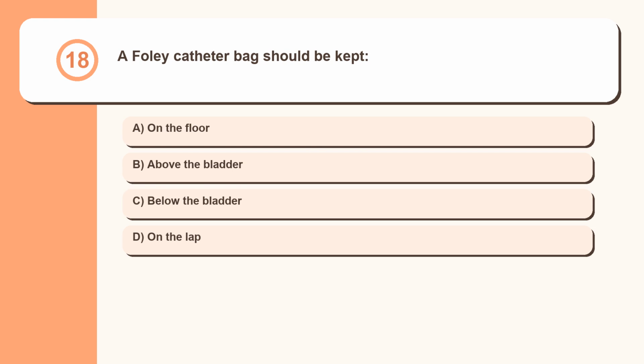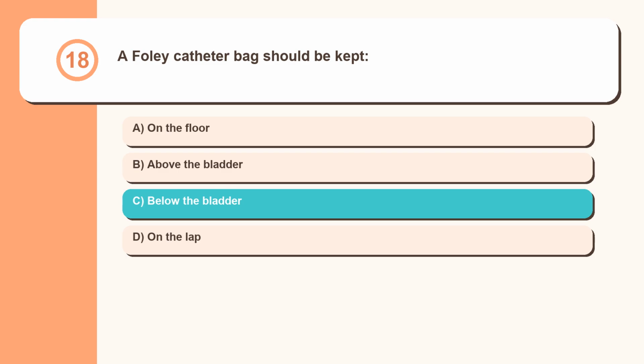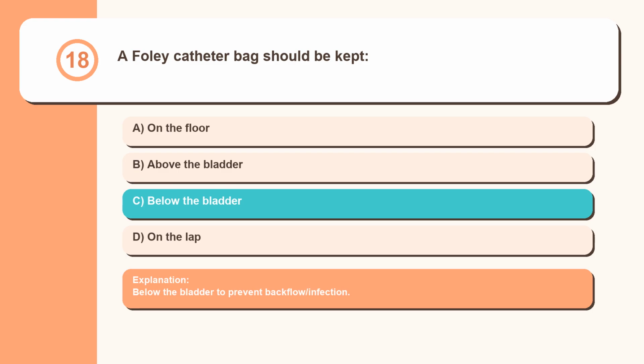Question 18. A Foley catheter bag should be kept on the floor, above the bladder, below the bladder, or on the lap. Answer: below the bladder to prevent backflow and infection.